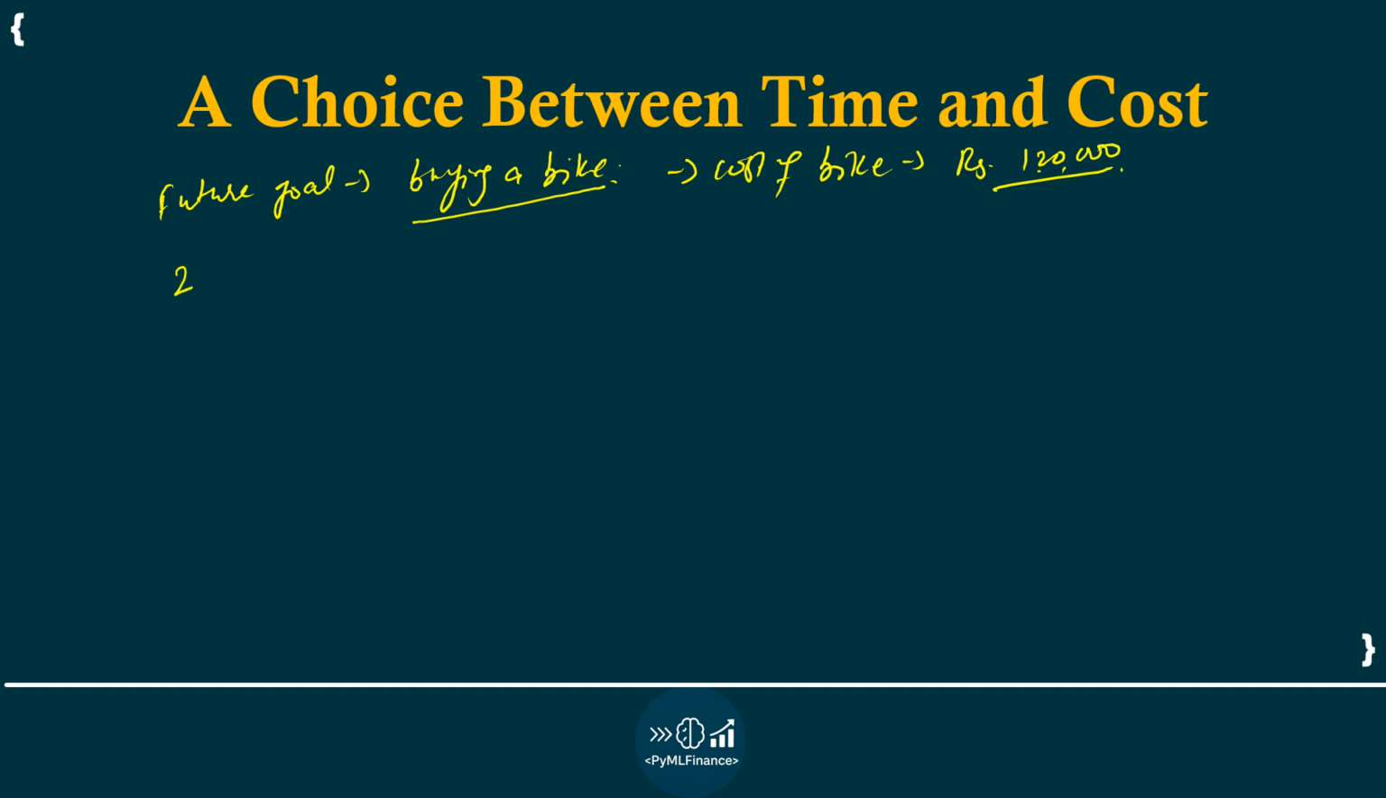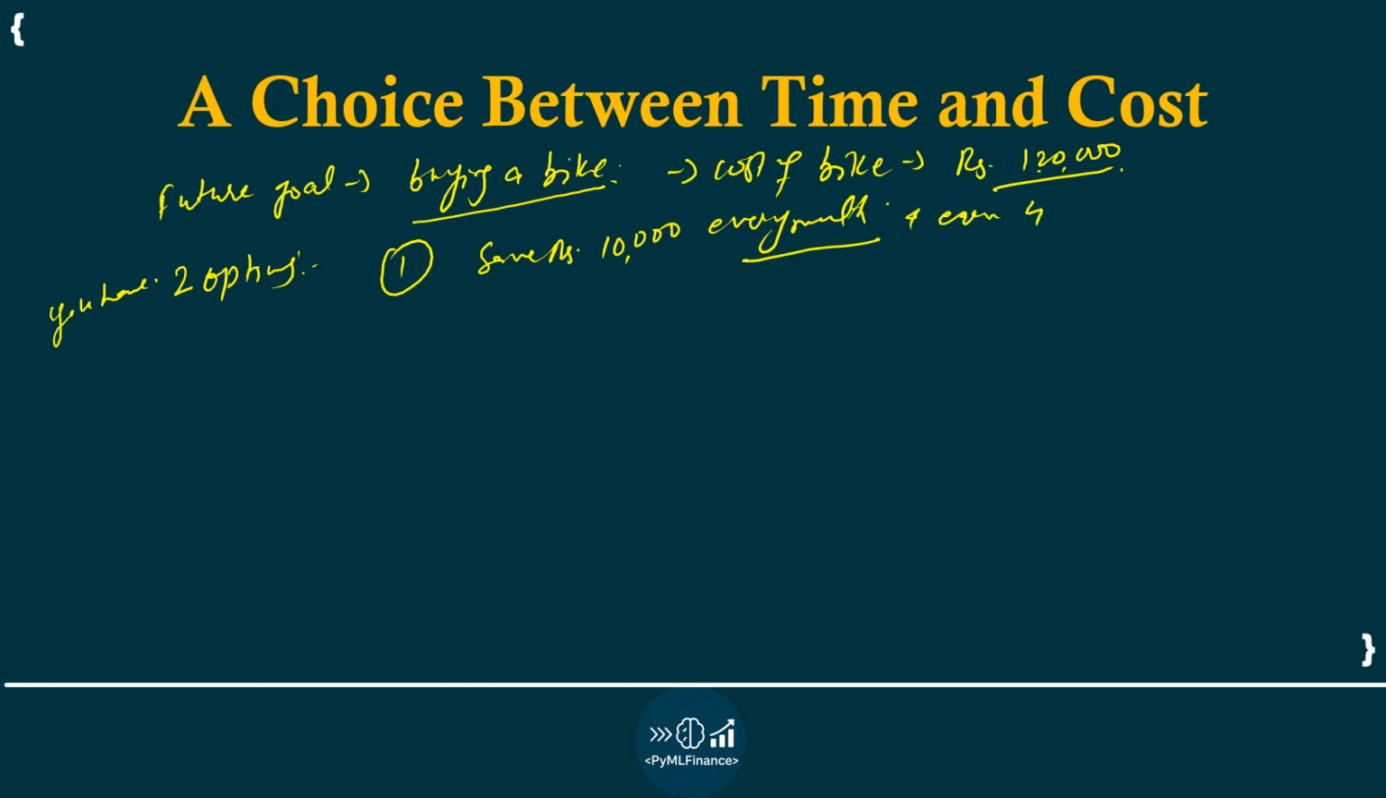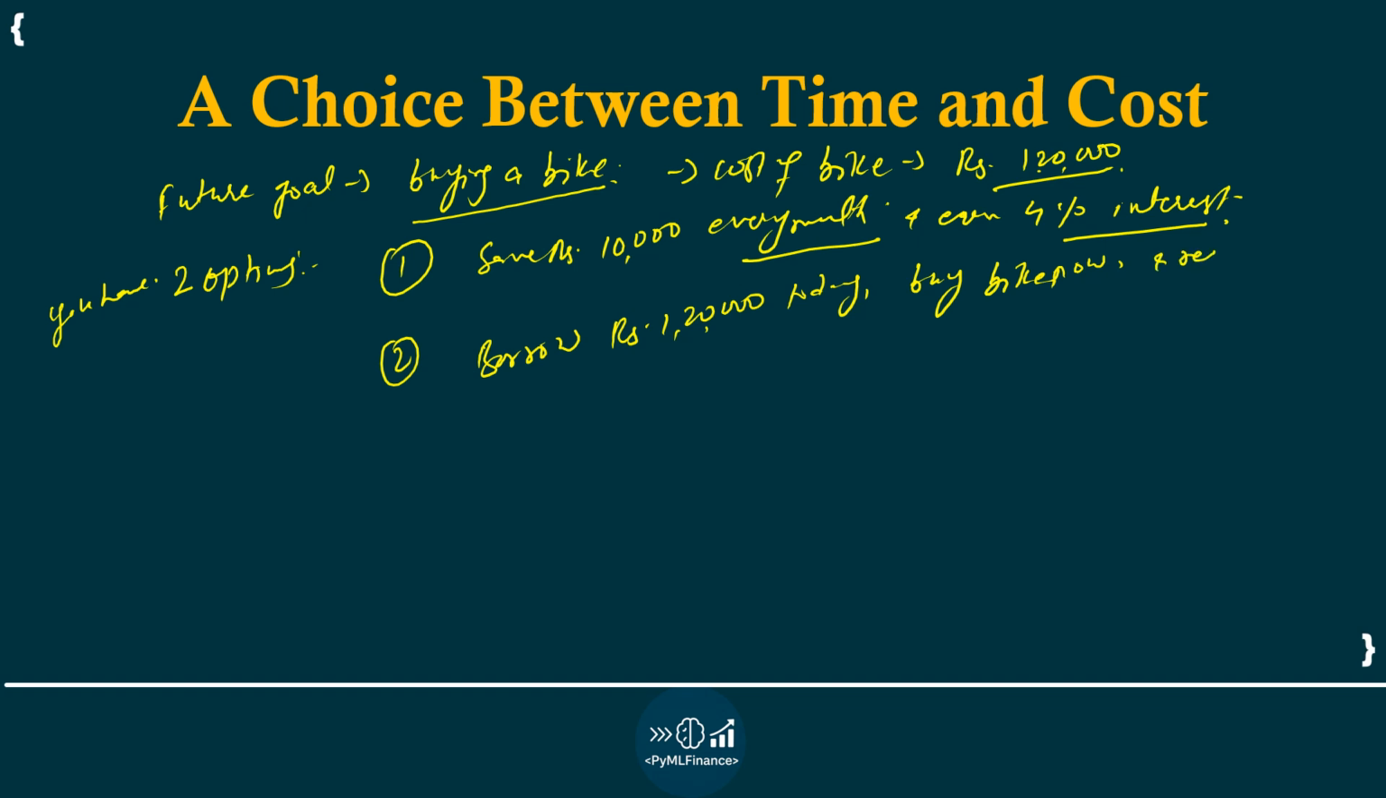Okay, now you have two options. Option number one, you save rupees 10,000 per month. You save 10,000 every month and earn 4% interest on top of this. And option two is borrow rupees 1,20,000 today. You buy the bike now, and repay the loan over a year at 12% per annum, 12% interest rate.